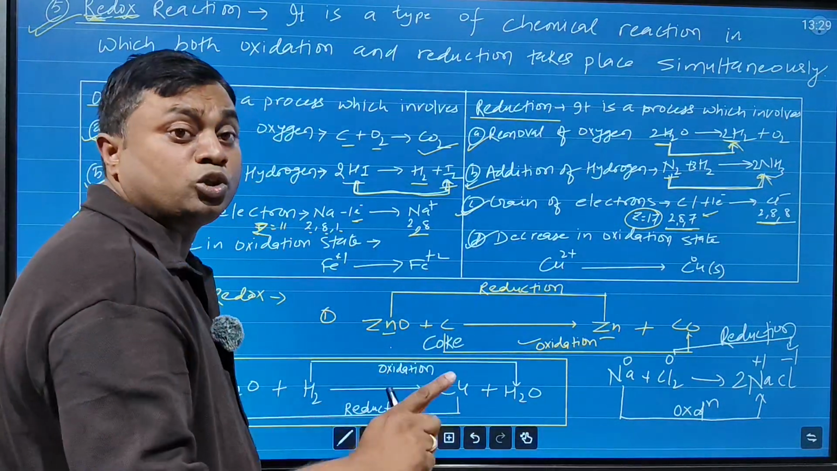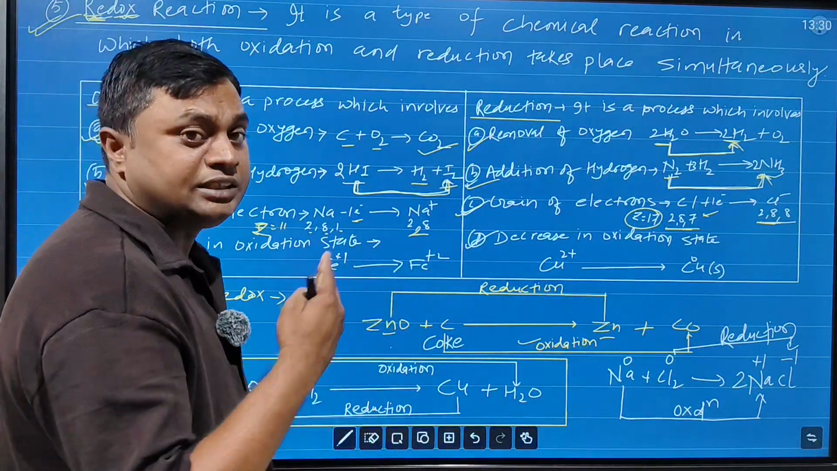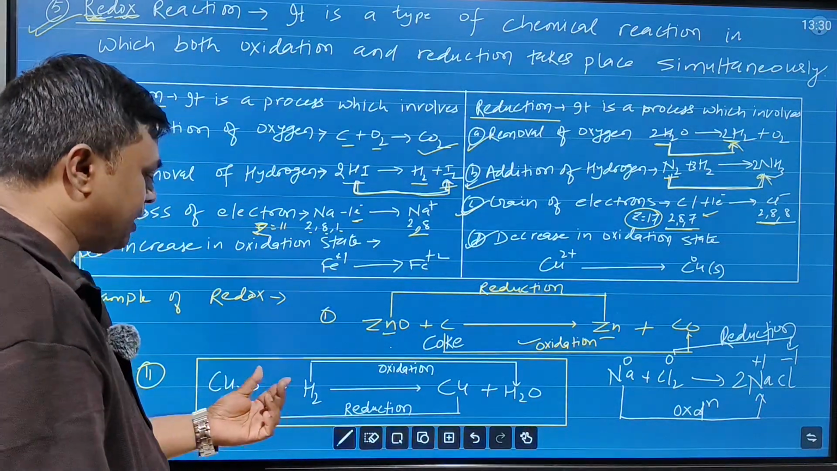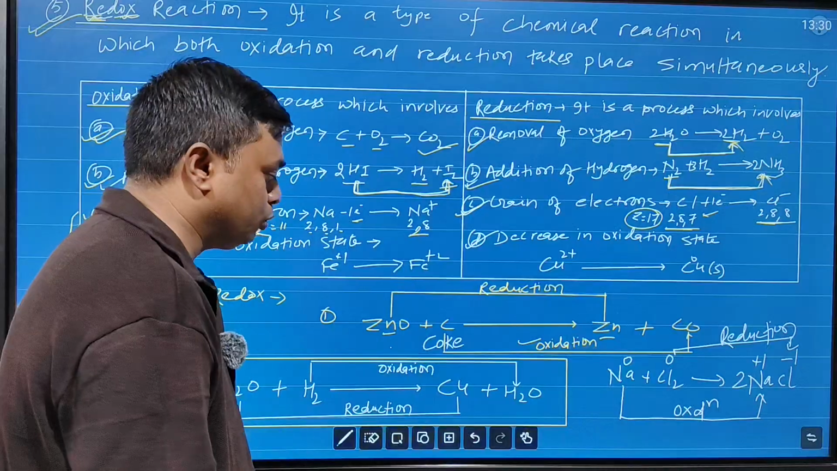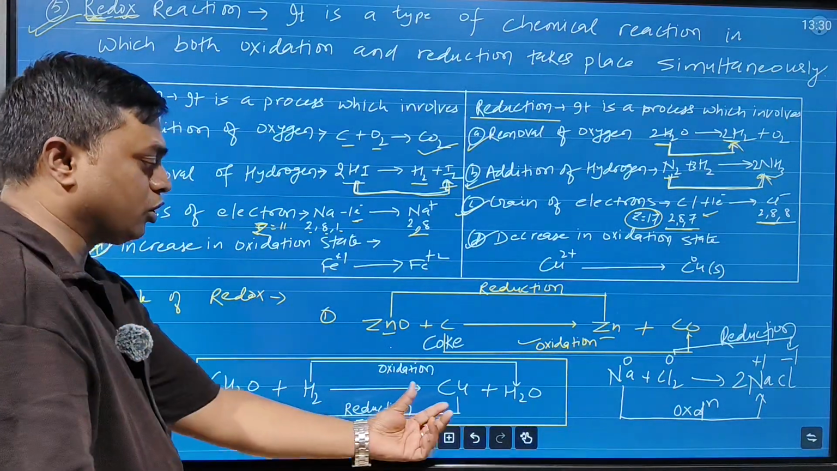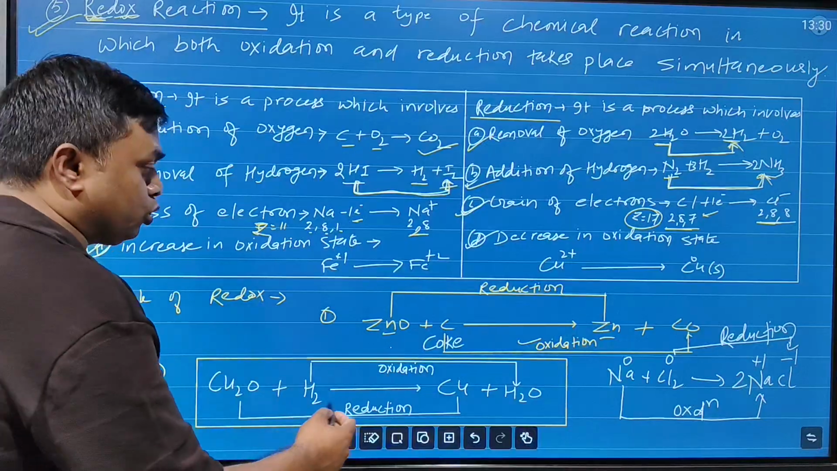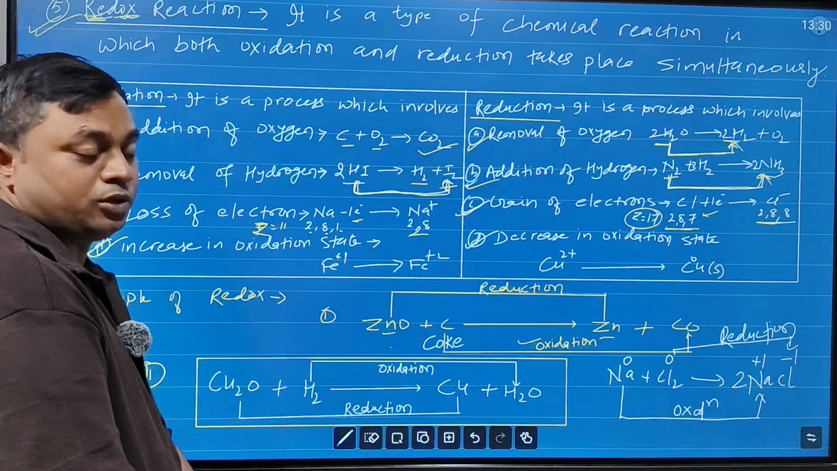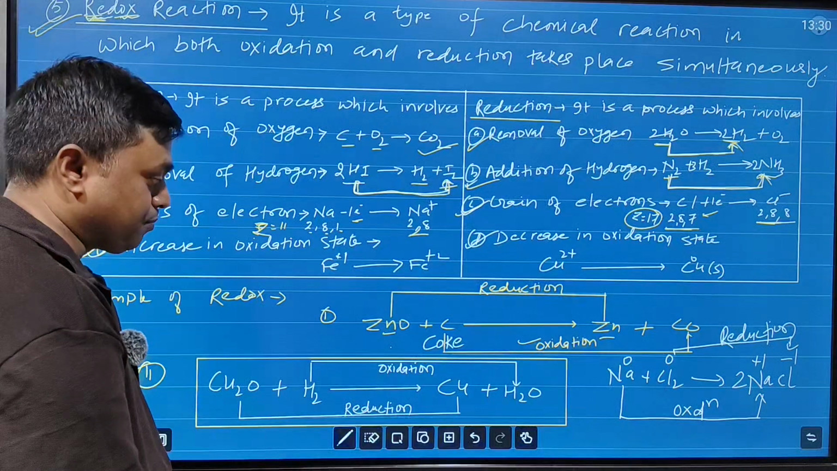So in this reaction, both oxidation and reduction are taking place. Another equation you can see: Cu2O plus H2 gives rise to Cu plus H2O. You can see here Cu2O to Cu, there is a removal of oxygen, that is reduction. And H2 to H2O, there is an addition of oxygen, that is what? Oxidation. So this is an example of a redox reaction.